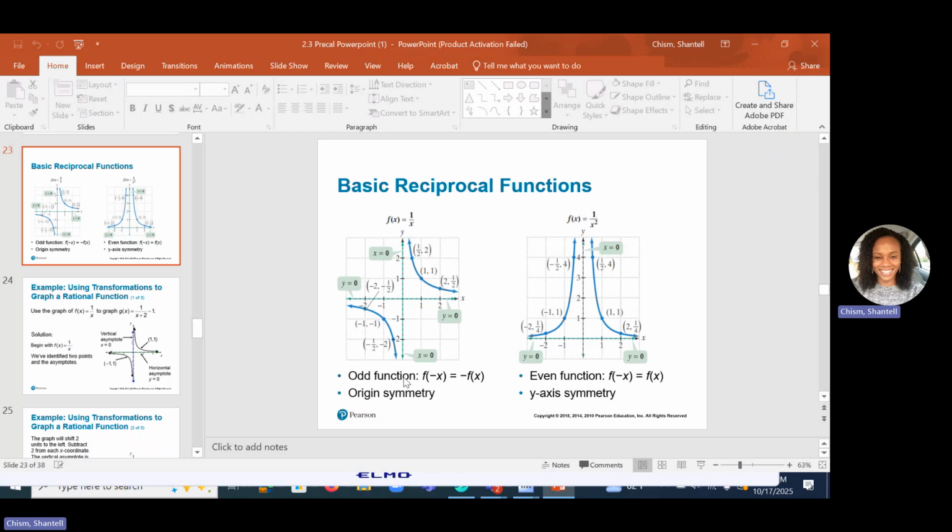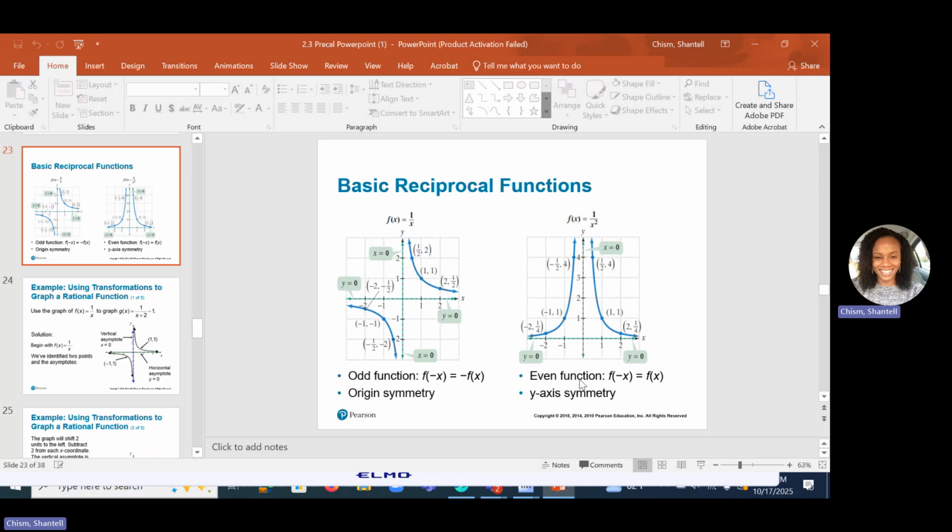This one is an odd function, because if you were to replace x with a negative x, you would get the opposite of every point. You would get the opposite of f of x. So it has origin symmetry when that's the case. And then this function, 1 over x squared, it's an even function, because if you were to replace x with negative x, then you would still get the original f of x.